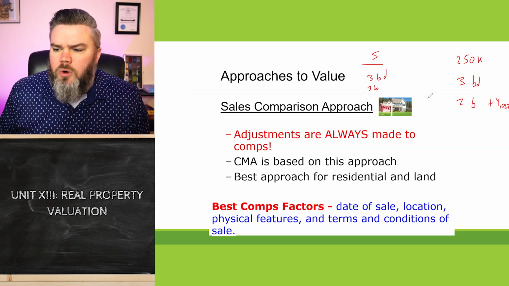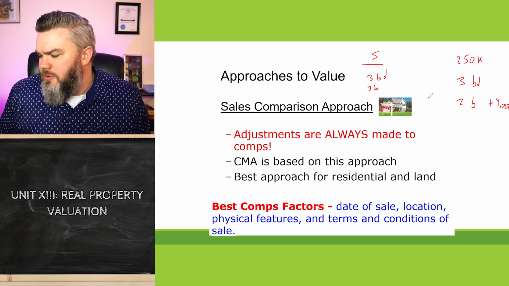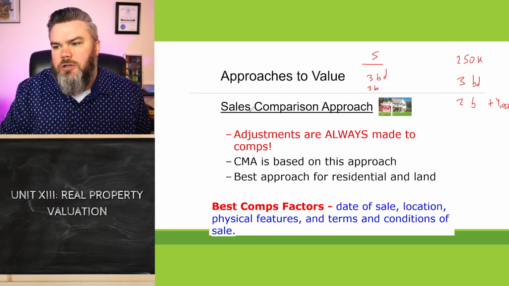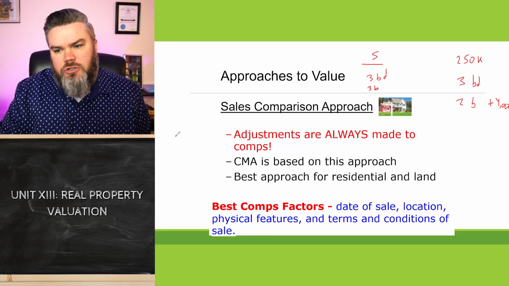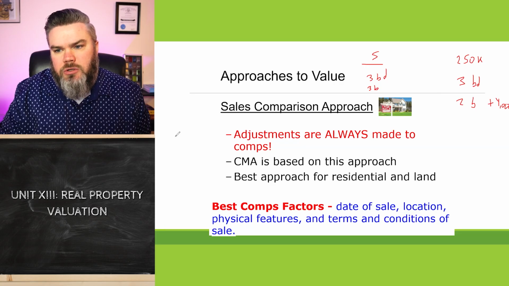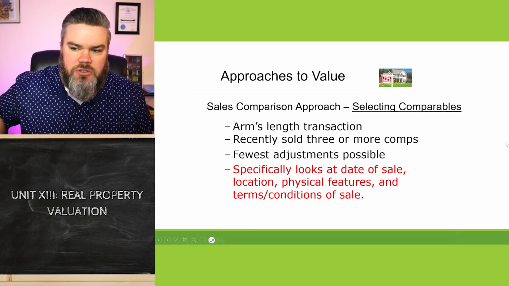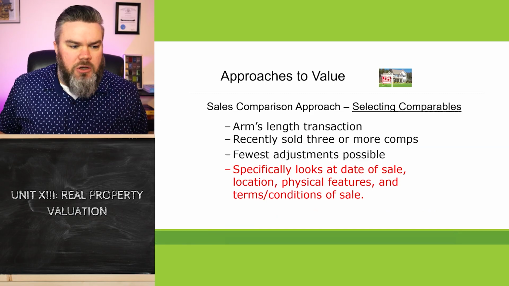The other thing that you want to make sure is the terms of sale are not unique. It's what we call an arm's length transaction is what we want. Meaning there is nothing squirrely about the transaction. It was sold to a family member. It was an auction. It was a short sale. Those are obviously not going to be good comps either.